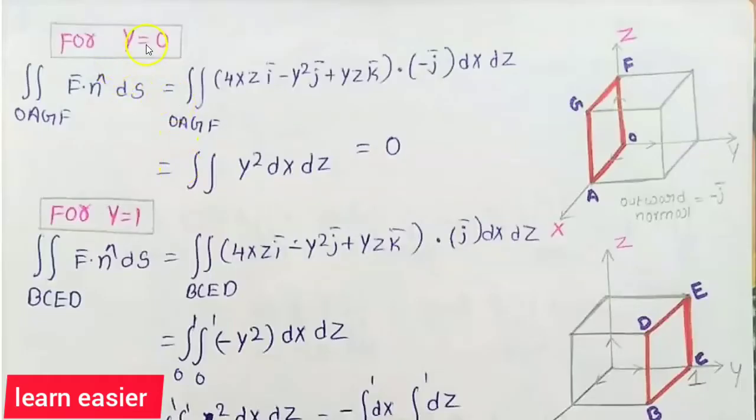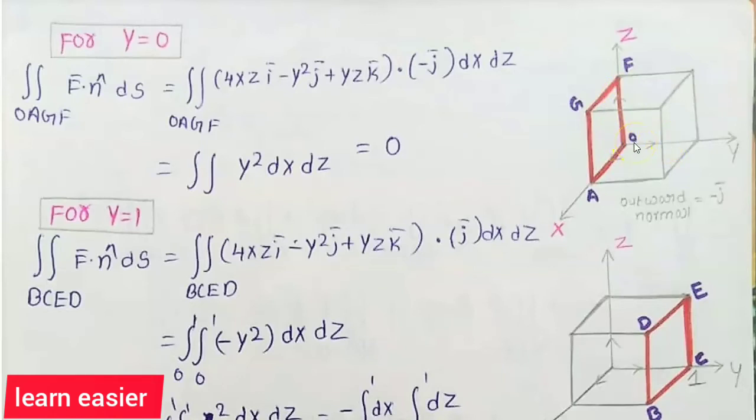Now let's take y equal to 0. So here for y equal to 0, we have taken the surface OAGF. So here is the OAGF, and f bar is 4xz i bar minus y square j bar plus yz k bar dot n cap, which is minus j bar. Why? Because the vector which is perpendicular to the surface is j bar only, because here i bar is there and here we have k bar. So both the vectors i bar and k bar are parallel to this surface. So the only vector normal to the surface, that means perpendicular to the surface, is j bar.